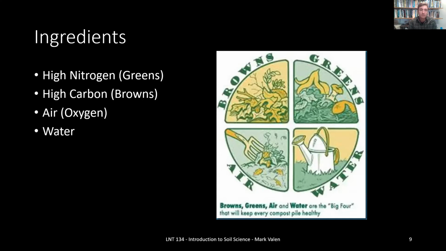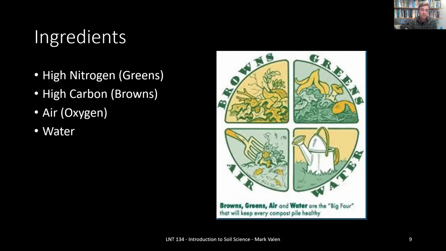Typically, you need 4 things. You want high nitrogen material, and that is the greens. So everything that still has moisture and came from a plant. It could have come from an animal as well, but usually we focus on composting plant material. So they call it green because it's plant material.